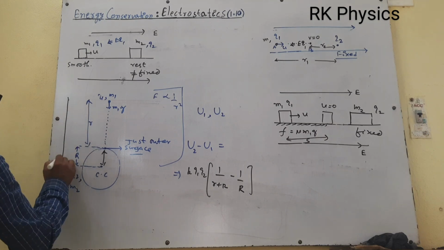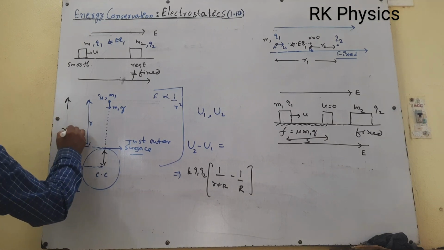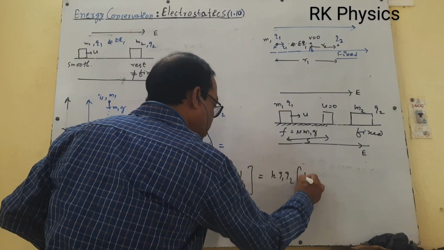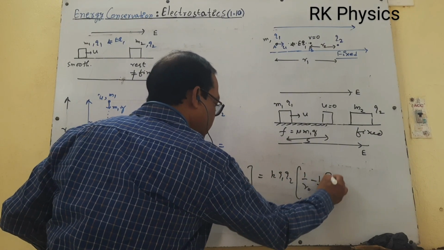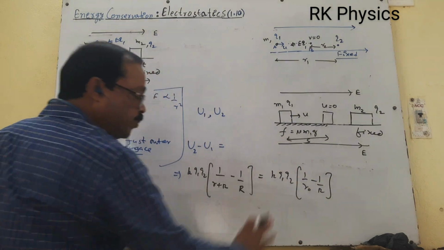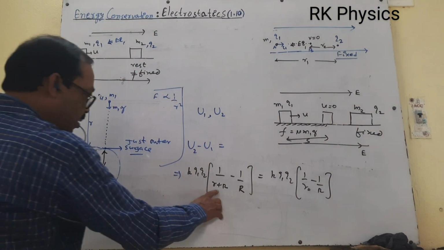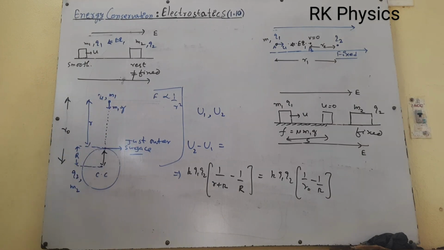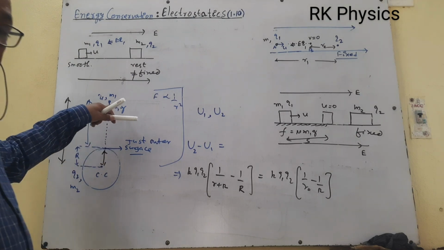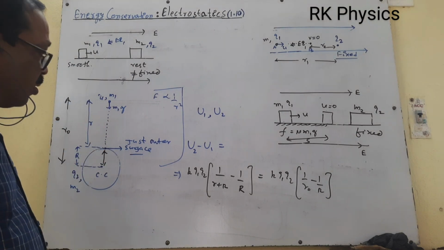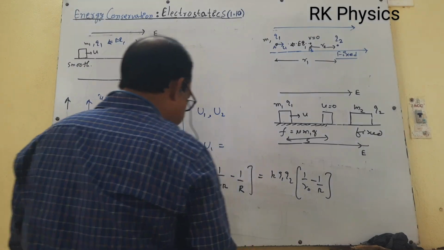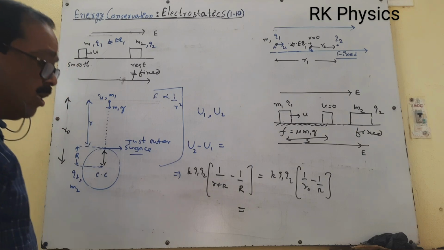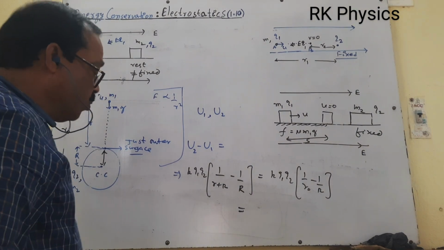If you take the total symbol as R naught, then you can write Q1 Q2 divided by 1 by R naught minus 1 by R. Why am I writing like this? Because the total distance is the radius of the sphere plus the height of the charge from the surface of the sphere.